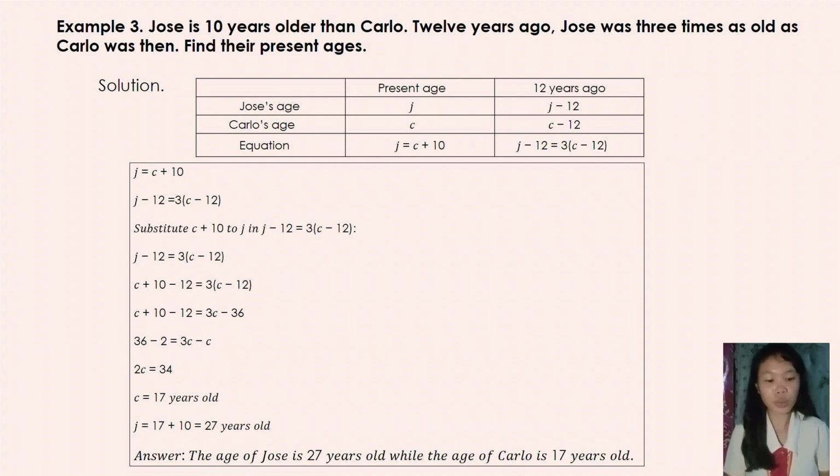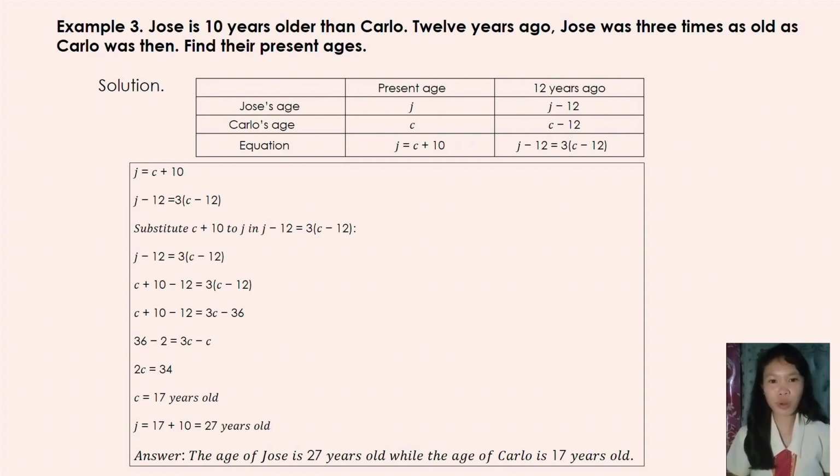And in order to know their ages 12 years ago, for Jose's age, we will substitute 27 to J in J minus 12. So it will be 27 minus 12 is equals to 15 years old. So Jose's age 12 years ago is 15 years old. So for Carlos' age, we will substitute 17 to C in C minus 12. So it will be 17 minus 12 is equals to 5. Therefore, Carlos' age 12 years ago is 5 years old. So Jose's age is 15 years old. Therefore, he is 3 times as old as Carlo was then 12 years ago.